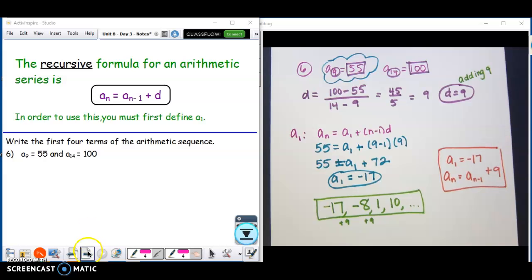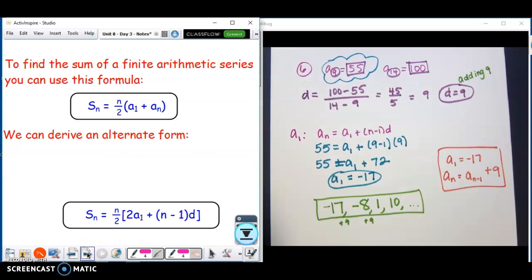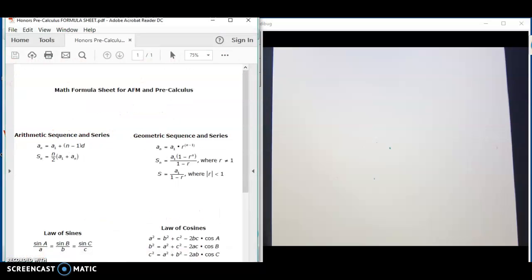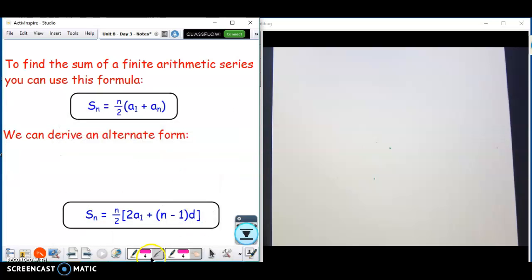Alright. So those were all talking about sequences. Now we're going to move on to sums or series. Remember, sums and series go together. So there's 2 different formulas here. If you look at the formula sheet on arithmetic, they give you this n over 2 times a sub 1 plus a sub n. That's the formula you would be given.